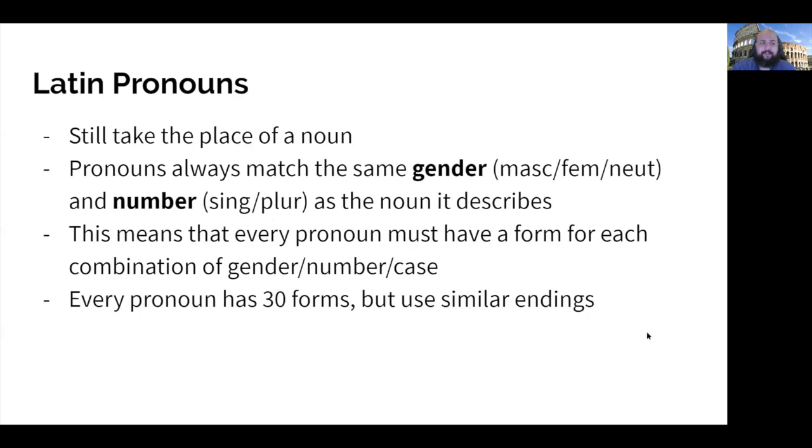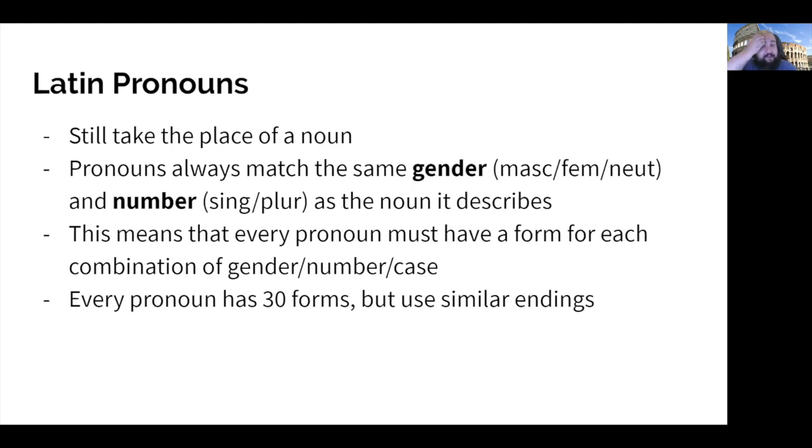Now, pronouns in Latin still take the place of a noun. They still have that basic function. However, there are some additional requirements that pronouns must have to refer back to a noun. In Latin, pronouns must always match the same gender as the noun that they're referring to and the same number. So if you're referring back to a plural noun, the pronoun has to be plural. Just like how we use they or y'all or we in sentences, the same thing can happen in Latin. This means that every pronoun must have a form for each combination of gender, number, and case.